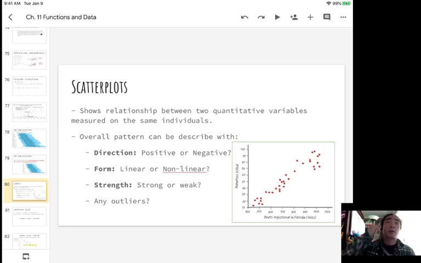So the first part, I'm going to talk about scatter plots. That's what we learned in our data science unit. And then I have 10 multiple choice problems for us to work through. And that's today's class.